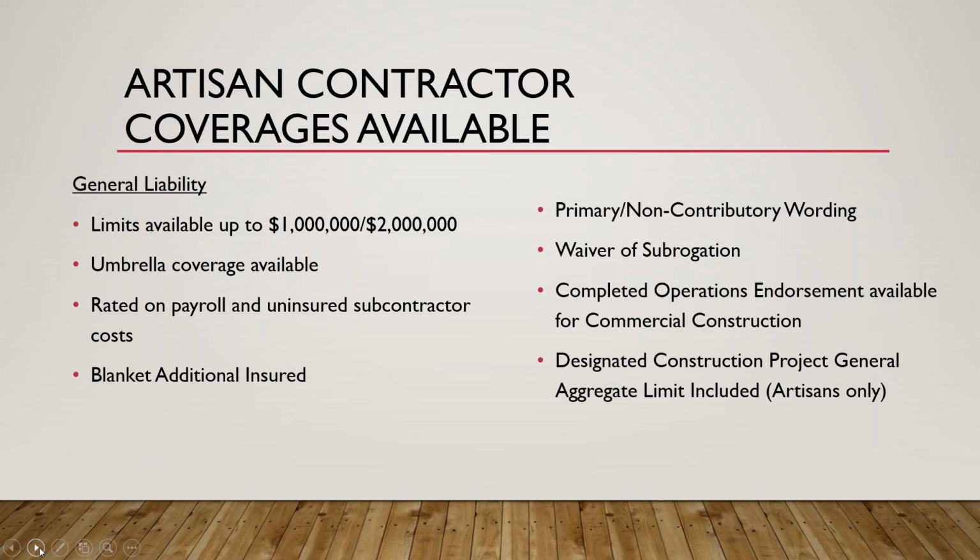Coverages that are available for GL: limits up to 1 million, 2 million. Umbrella coverage is available. It's rated, again, on payroll and uninsured subcontractors' costs. Blanket additional insureds are offered. Primary non-contributory wording is offered. Waiver of subrogation. Completed operations endorsement is available for commercial construction only. It's not generally offered on any residential exposures. And designated construction project, the general aggregate limit for artisans, can also be offered.